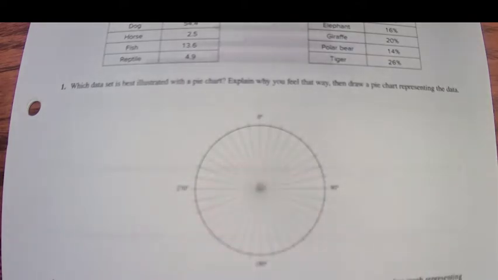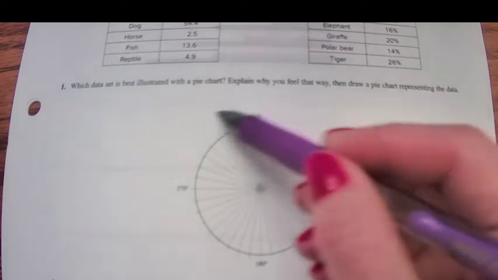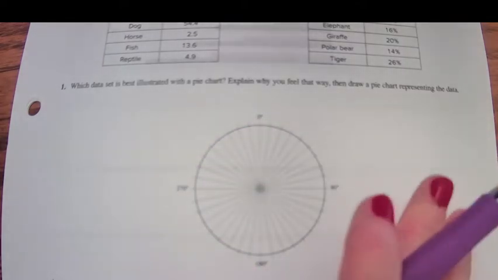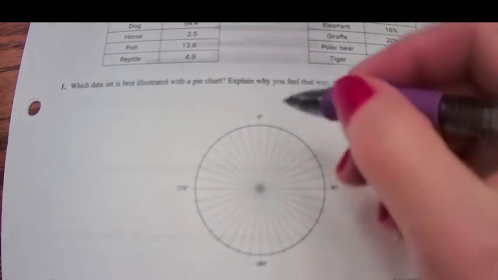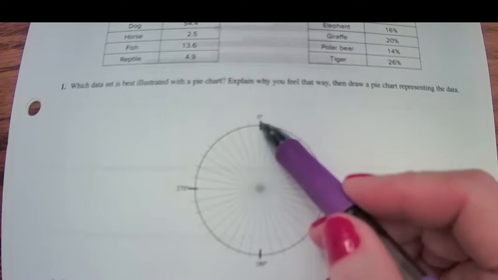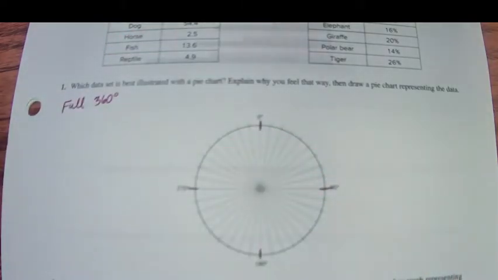All right, so now we're going to fill in the pie chart. Let's take a look at this sample grid that they've given us. It's a complete pie. Right here is 0 degrees. Here's 90 degrees. Here's 180 degrees. Here's 270 degrees. And of course, back up here is 360. A full circle has 360 degrees. So eventually we want to use up all 360 degrees with this data.